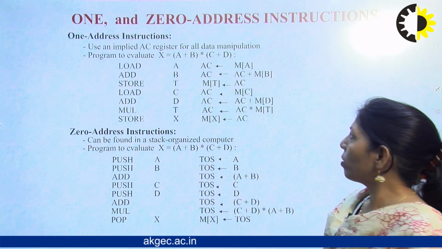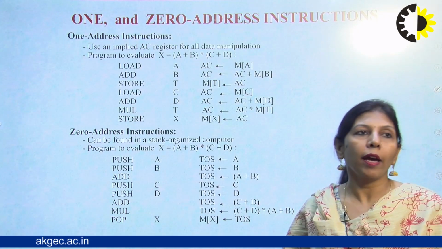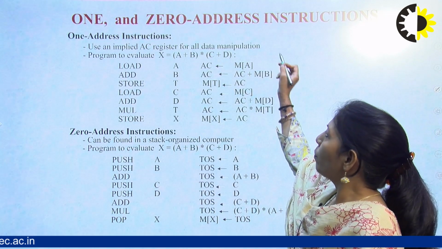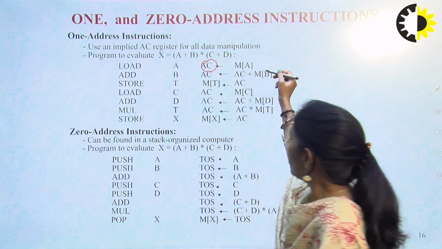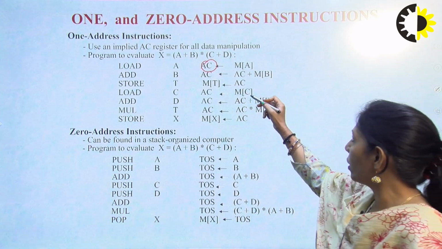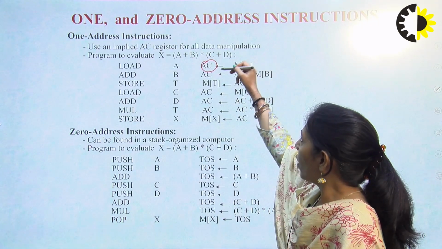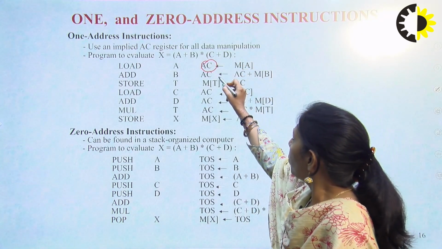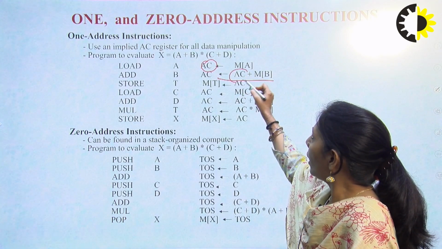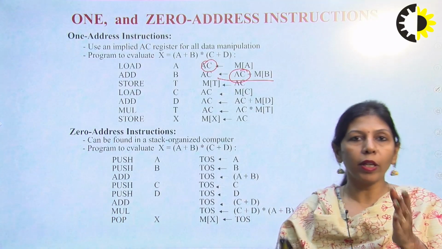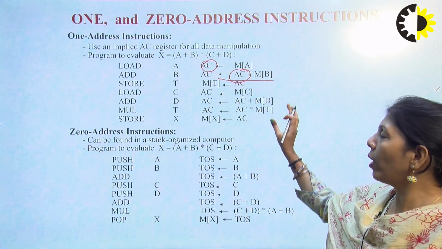Next is the 1 address instruction. Here just the simple accumulator is being used and all the operands are fetched from the memory location towards the accumulator each and every time, and the value is stored in the accumulator itself. Like first, the value of the source, this A, is fetched and brought to the accumulator, then its value is added. We need not mention it here because this value is already residing there. The value of A is there, so we need not mention it again and again. So this is the 1 address instruction.